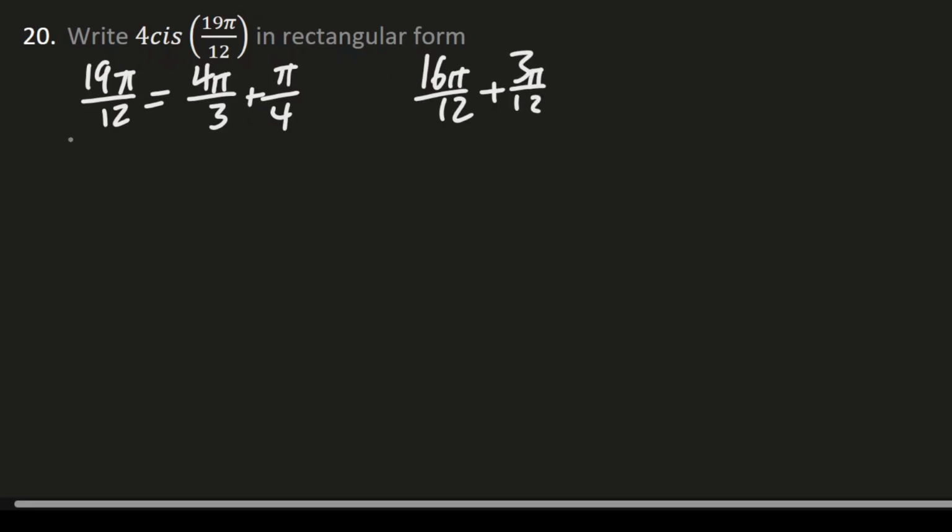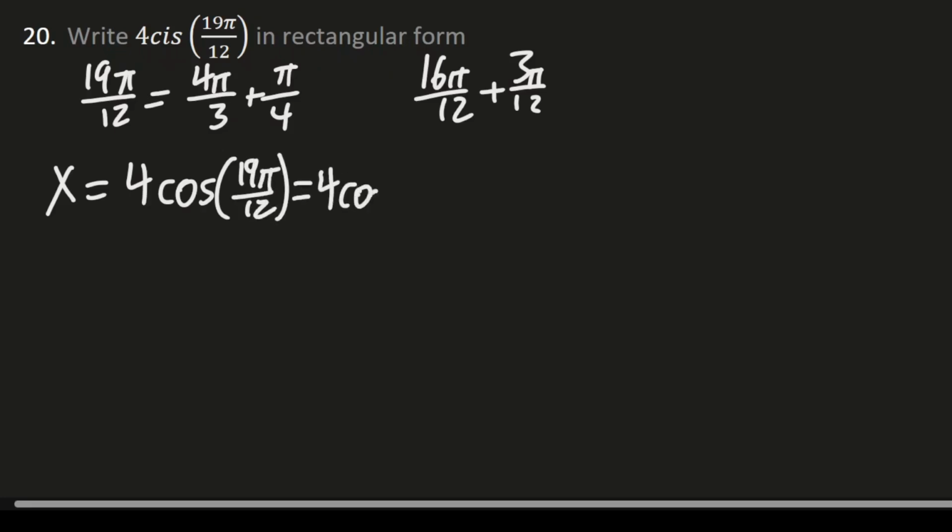So when we're trying to find the real part, our x is going to be equal to 4 times the cosine of 19 pi over 12. And this is going to be equal to 4 times cosine of 4 pi over 3 plus pi over 4.